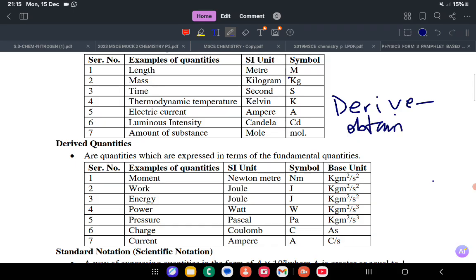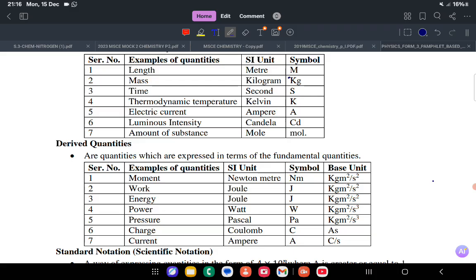Okay, now in other words, derived quantities are quantities which are obtained from combining 2 or more basic quantities or fundamental quantities. To derive simply means to obtain. All right, so we shall define, therefore, derived quantities as the quantities which are expressed in terms of the fundamental quantities. You can combine 1 or 2 fundamental quantities to obtain derived quantities. To derive means to obtain something.